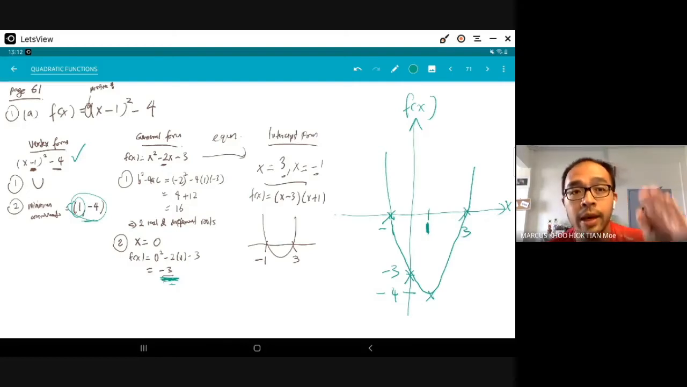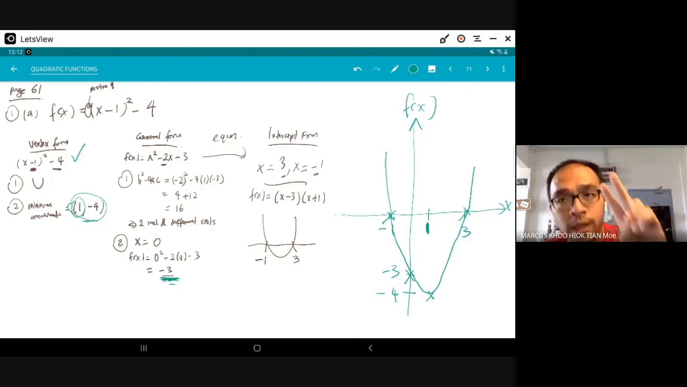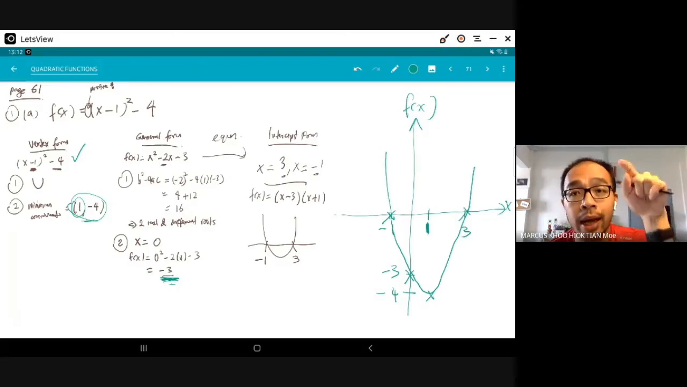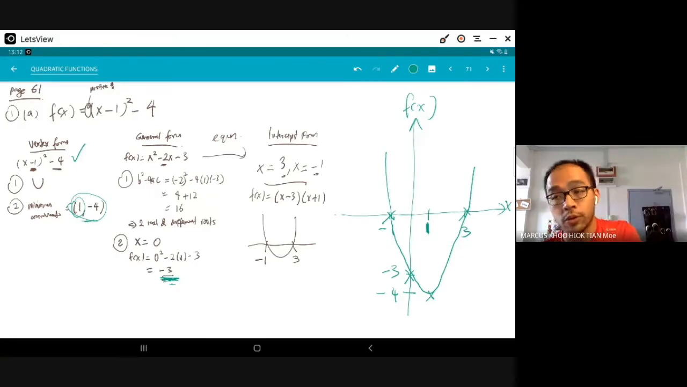Just remember, every form gives you two pieces of information. Vertex form tells you the shape and whether it is a minimum or maximum point. General form tells you whether the graph cuts at two places, one place, or does not cut at all. And it also tells you the y-intercept. Intercept form tells you the two places, if any, on the x-axis where it cuts. So that's why we need to know how to do all three forms. But the most important, obviously, is the vertex form.